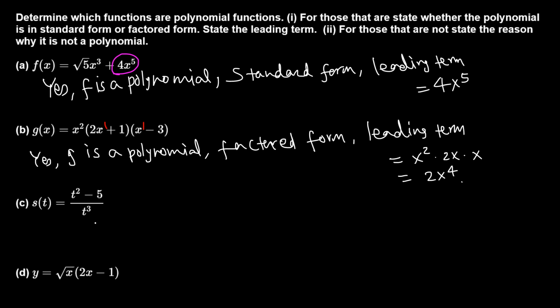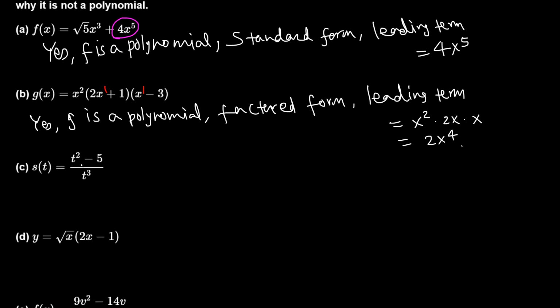In part C, we got a fraction, so we can separate it into two: t squared over t cubed minus 5 over t cubed. T squared over t cubed, 2 copies cancel, so that leaves 1 over t minus 5 over t cubed. So the variable t is on the bottom. If we take this to the top, then that is t raised to negative 1, and this is t raised to negative 3. So we get negative integers. That means not a polynomial.